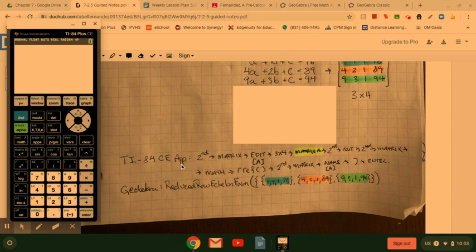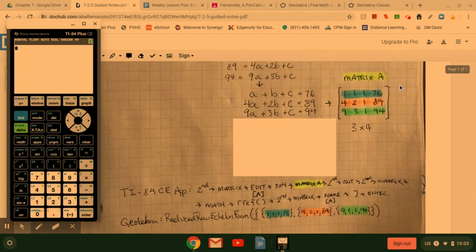So in the TI-84 CE app, we'll go through this method and hopefully this will make sense. And then for the GeoGebra, we're going to use what's called the reduced row echelon form to reduce this matrix A into the 3 coefficients that we need. And so what this is doing is we're solving a system of 3 equations. Now you're saying, Mr. Fernandez, what does that mean? Well, let's go ahead and enter the 3 equations in GeoGebra, and I can show you what it means.